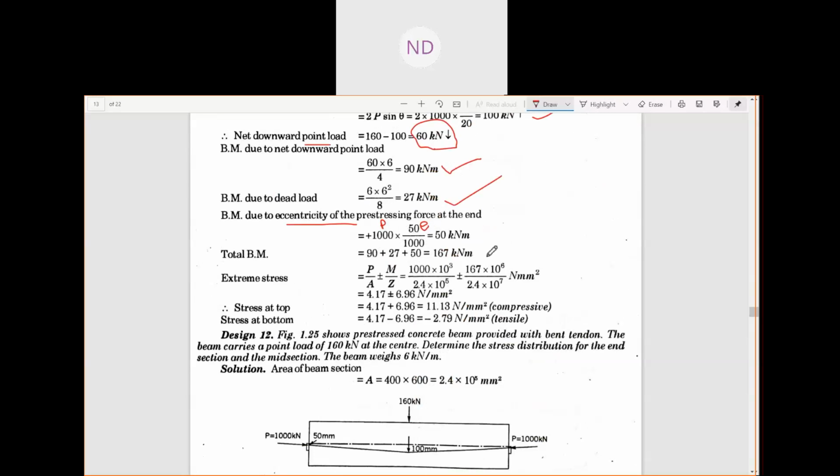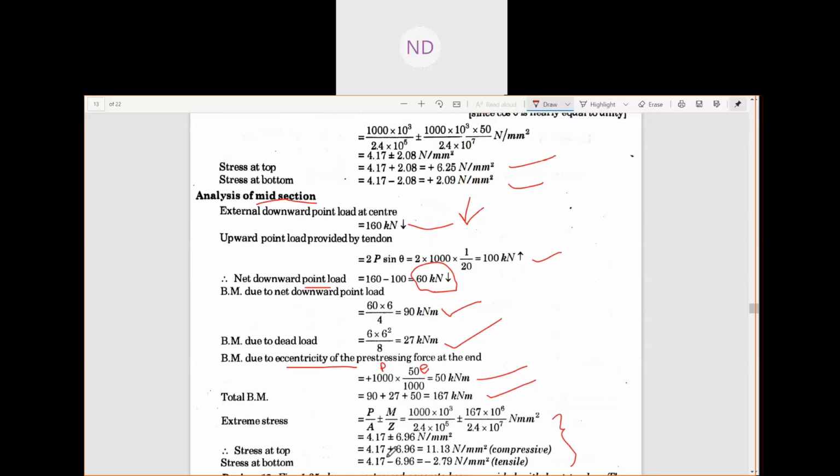Then your total moment is how much? 167, because this is the moment due to eccentricity. The moment due to point load is this much. Sorry, the dead load is this much, and another moment was this one, 90 kilonewton. Total moment we got to be now, with the moment due to this eccentricity of 50. So the total bending moment is this much. Once you know your bending moment, you can easily calculate now these stresses.